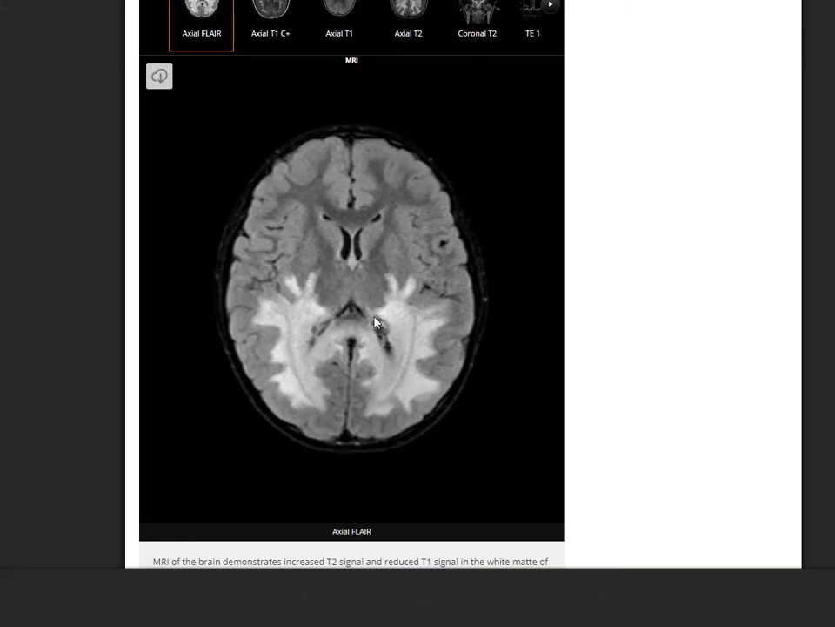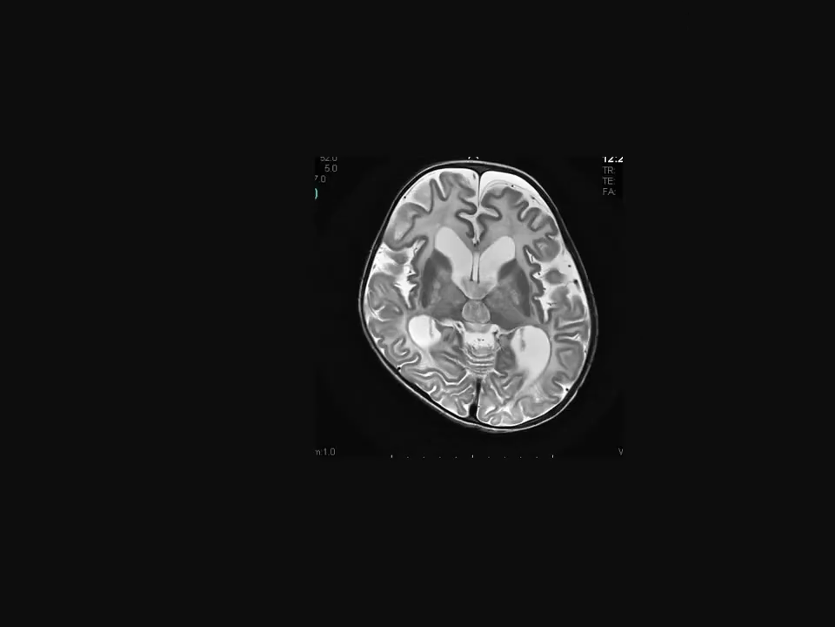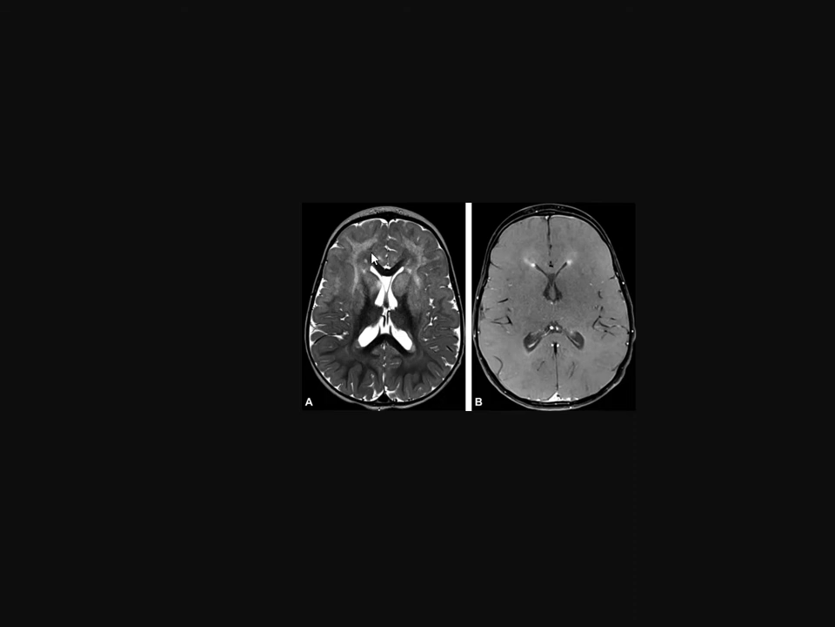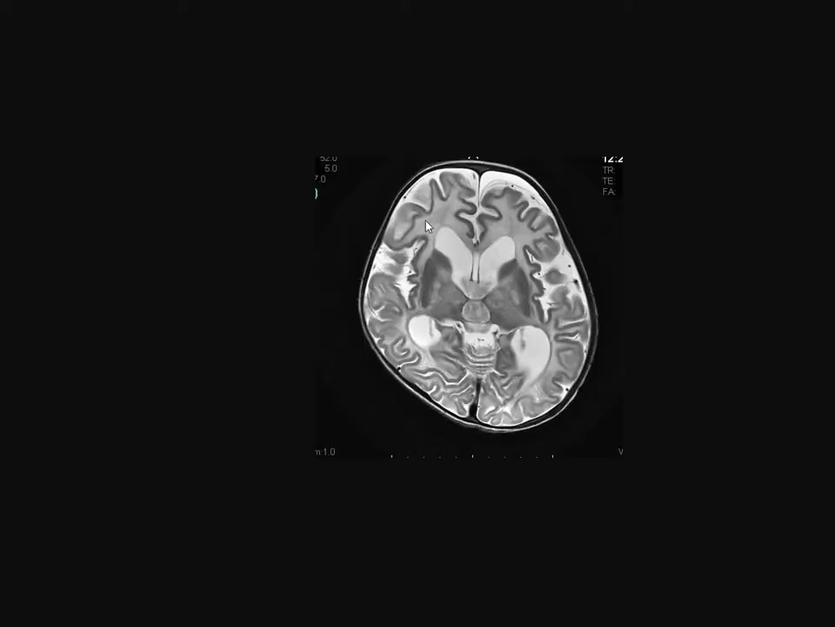So let's see a case of Alexander disease. Over here you have frontal white matter involvement, plus you have hyperintensities in the caudate nucleus, which appear to be very enlarged. And here you have Canavan. There is diffuse involvement of the white matter involving the subcortical U fibers as well.